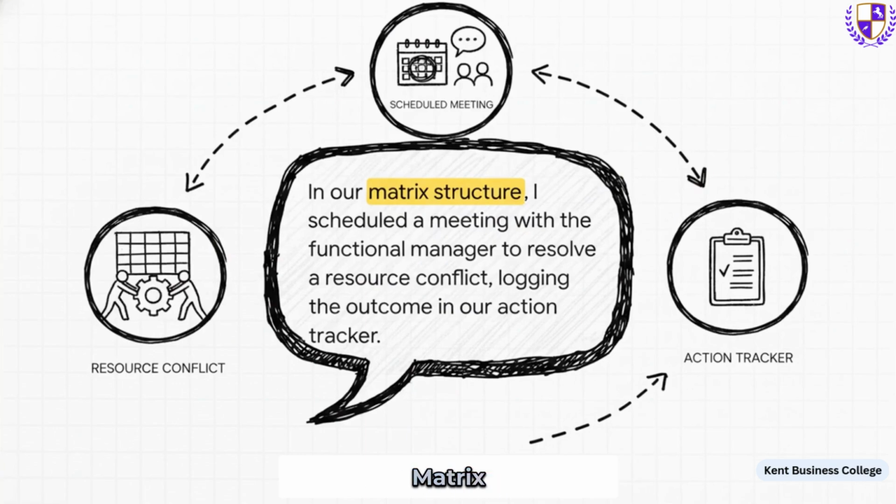Notice the key words: matrix structure, functional manager, resource conflict. Jody shows she saw the problem, she took action by scheduling a meeting, and, this is the best part, she documented the result. She didn't just solve the problem, she created an evidence trail. That's a top-tier answer. And there you have it.